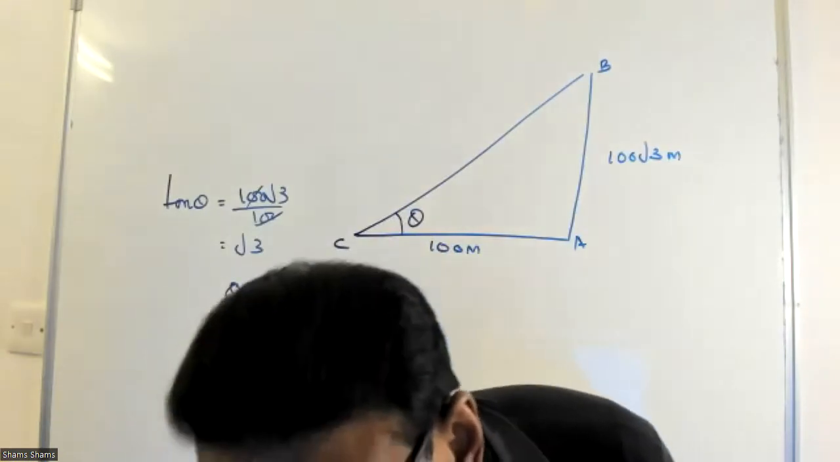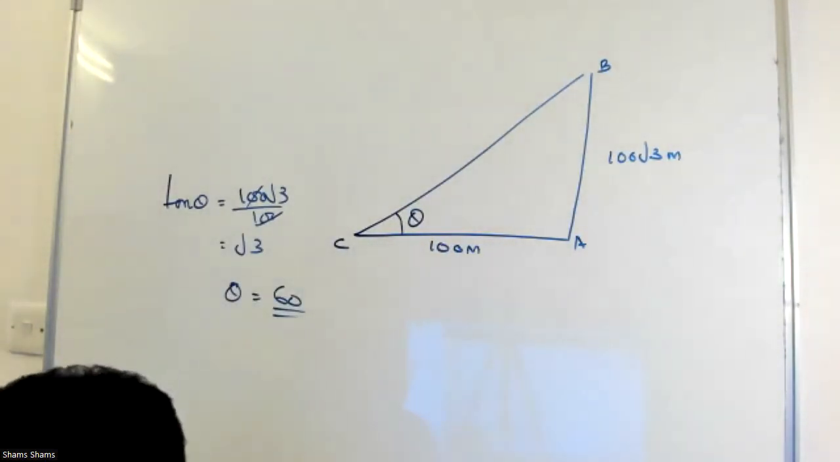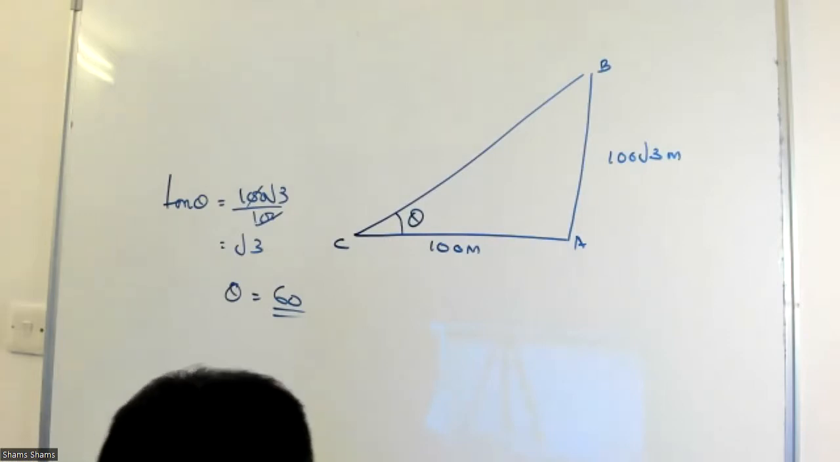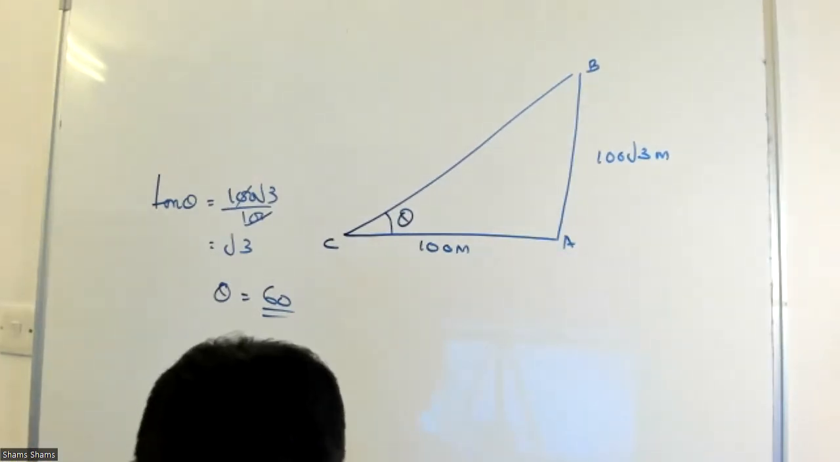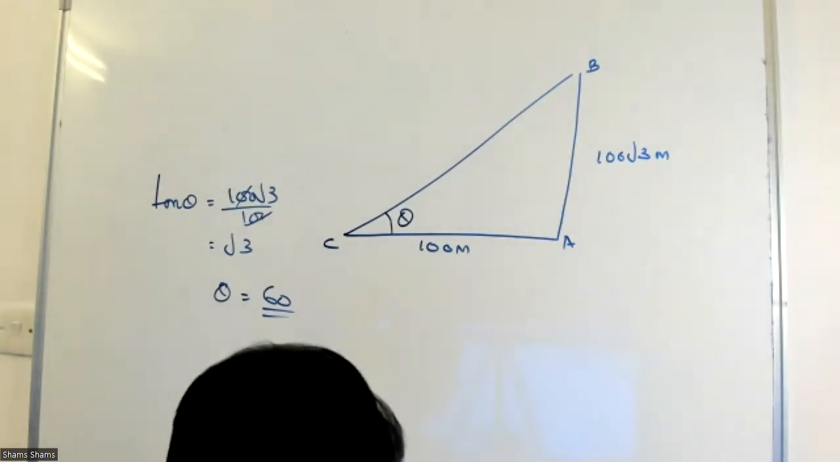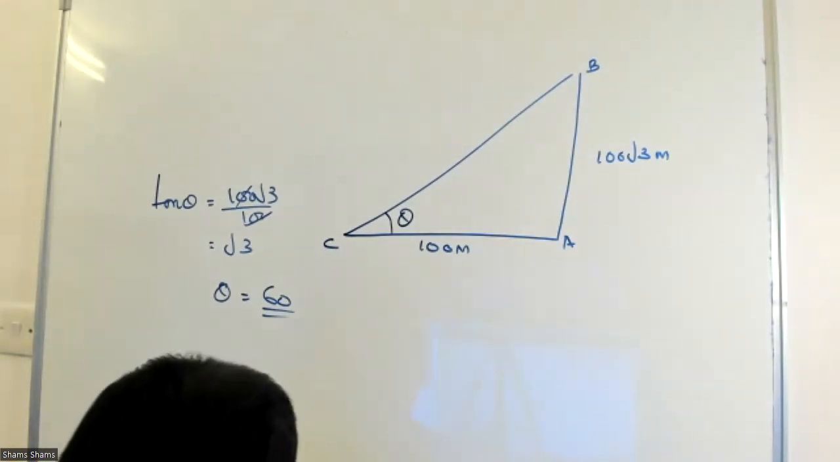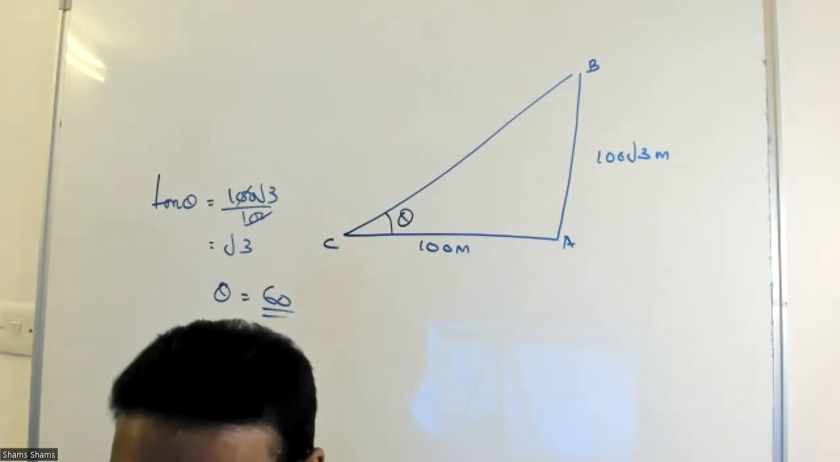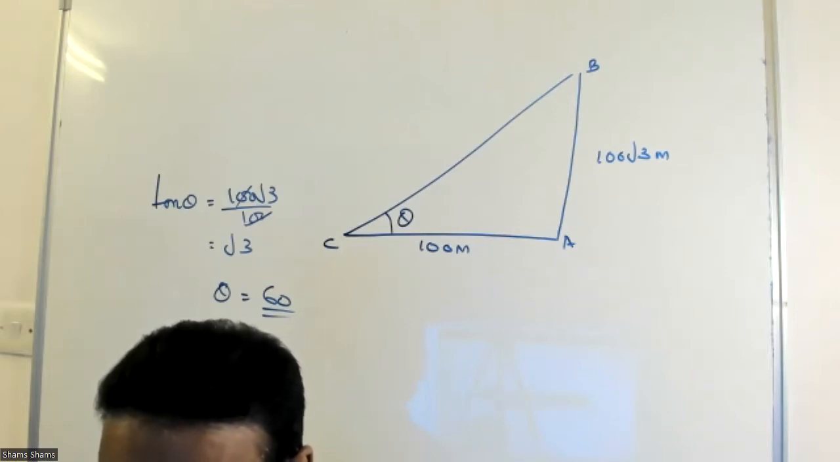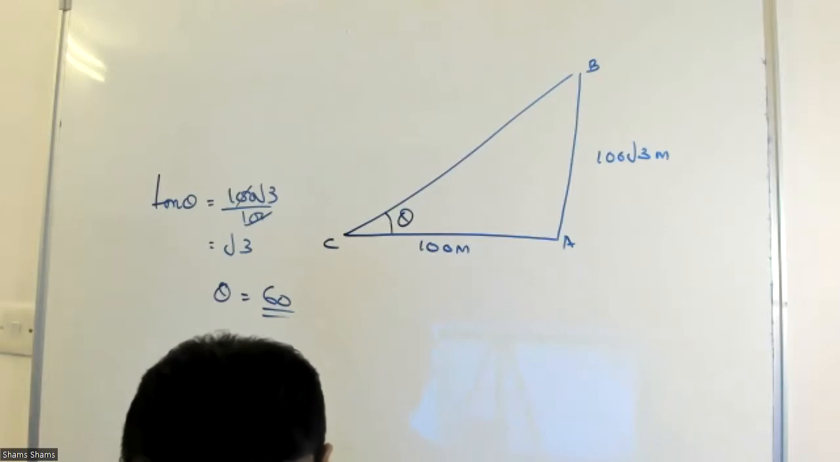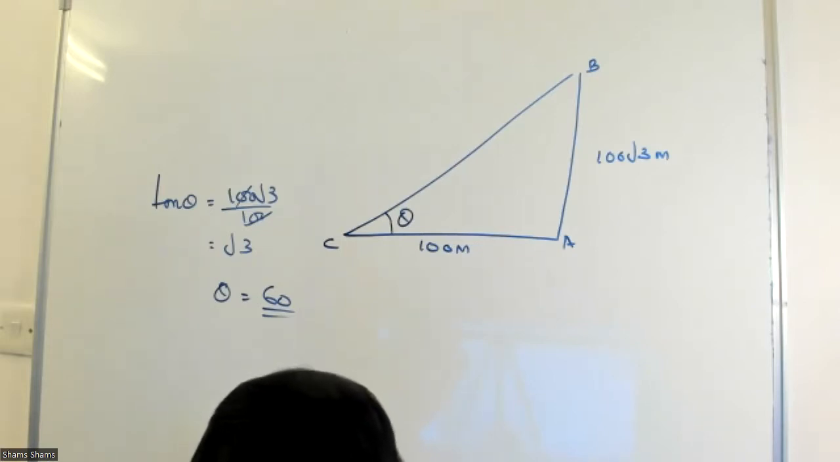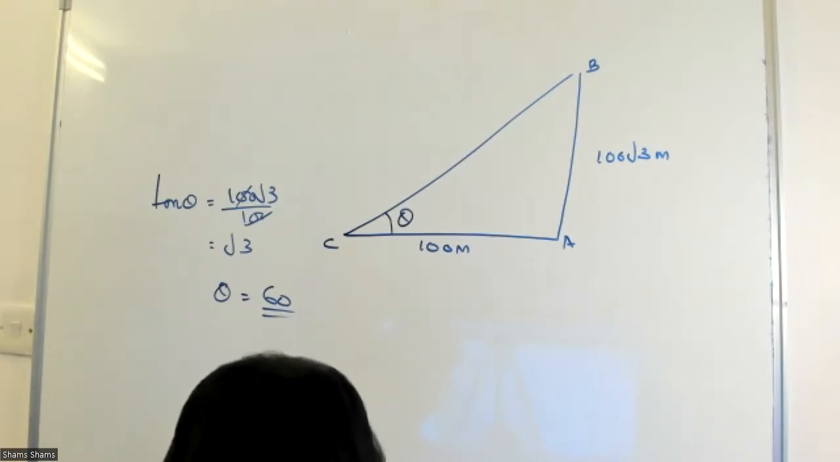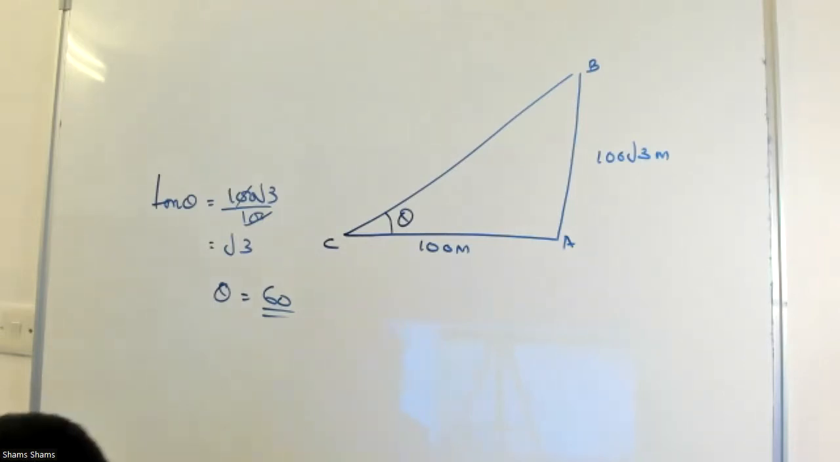You have to explain the figure. If you do not explain the figure, you won't get full marks, because the answer key has an explanation also. Let AB be the tower of height 100 root 3 meters.